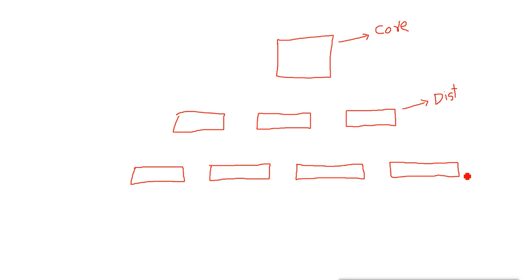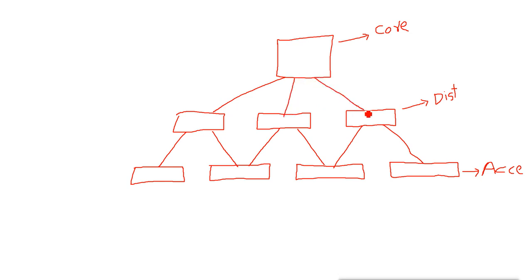Then the third layer is called the access layer. Now what do we have in these layers? First we have to connect these layers together, like I have to connect this to this, and this to this, and the core layer will be connected to all the distribution layer switches.